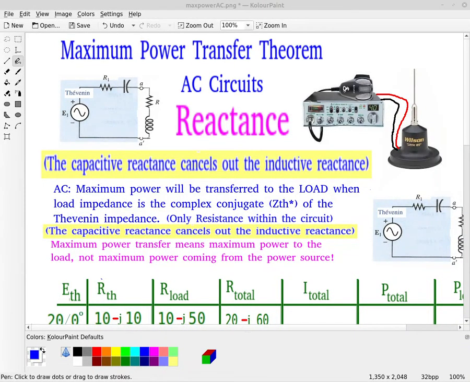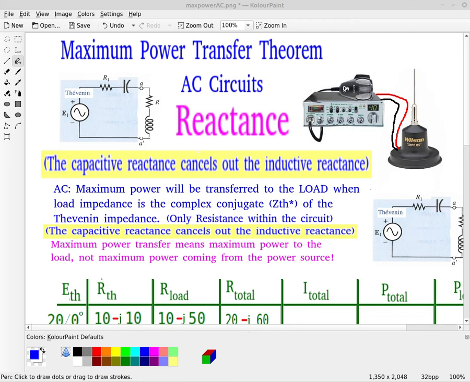This video considers the maximum power transfer theorem as regards to AC circuits, looking at the reactance. I've already done a video on the maximum power transfer theorem, and that worked for both AC and DC circuits because the only impedance within the circuit I considered was the resistance. But now we're going to look at both resistance and reactance.